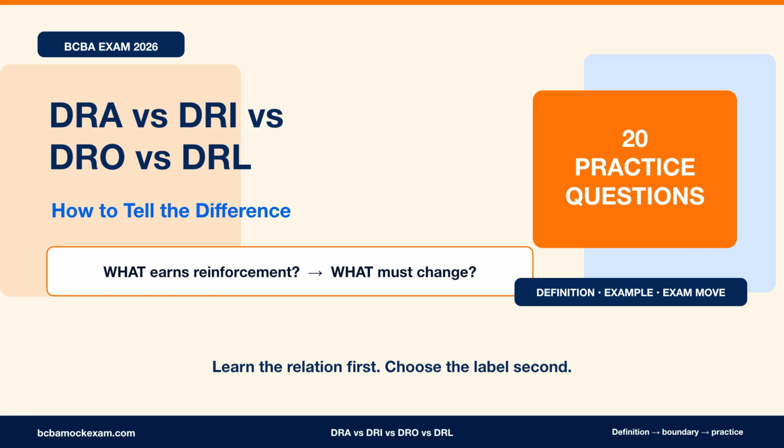DRA, DRI, DRO, and DRL all use differential reinforcement, but they reinforce different response patterns. We will learn one decision rule, apply it to concrete examples, and then solve 20 questions.